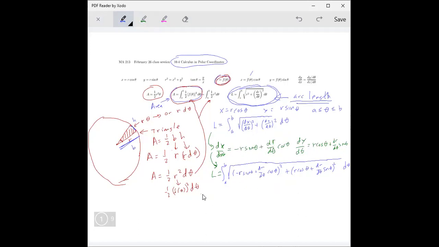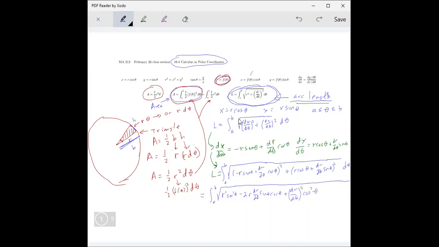Now, when you square this out, what happens? You're going to get this squared, which is going to be r squared sine squared theta, plus the product of those two, which is minus, you double the product, so that's minus 2 r dr/d theta sine theta cosine theta. Then you plus this last one squared, which is (dr/d theta) squared cosine squared theta. Okay, that's just the first term.